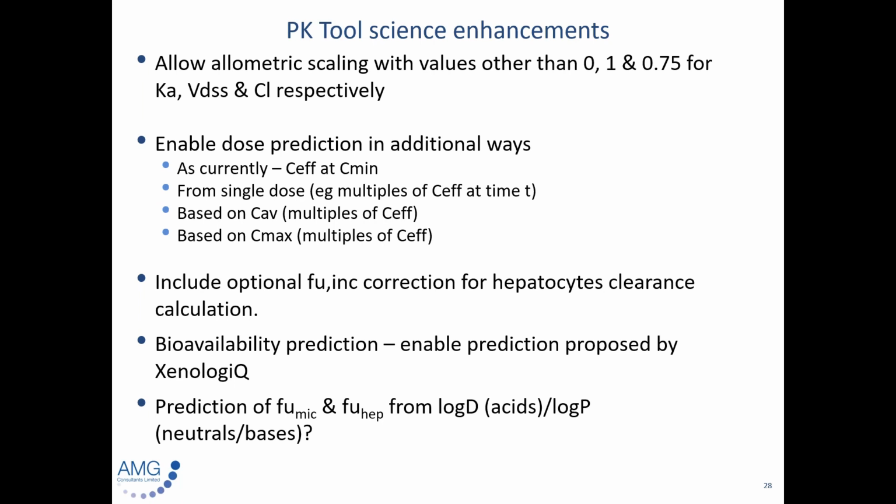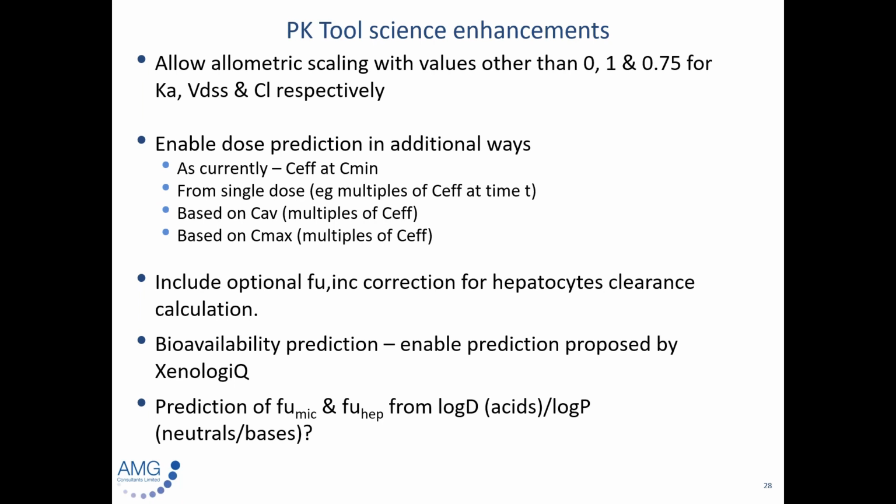And bioavailability at the moment in the tool is assumed to be 1 unless you change it, so 100% unless you change it, and there's no real guidance on how you might do that. I guess the most obvious thing to do is just to use the same bioavailability as you've got in whatever your PK or efficacy model is, but there are other ways of doing that, and in fact Xenologic did propose a way of doing it, but never enabled it in the tool, so we propose to do that.